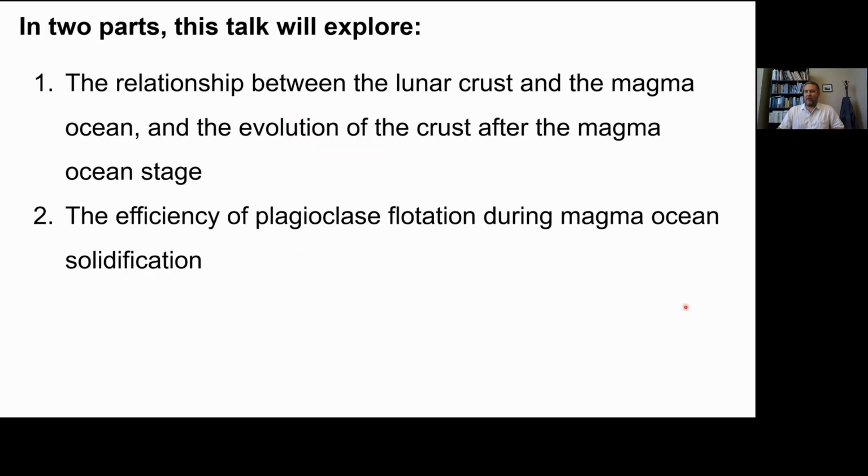And so in some sense, this talk is backwards. So first I'll talk about the relationship between the lunar crust and the magma ocean, and then the evolution of the crust after the magma ocean stage. And then in a second part of this talk, I'm going to return to thinking about the magma ocean processes and investigate the efficiency of plagioclase flotation on the magma ocean during solidification.